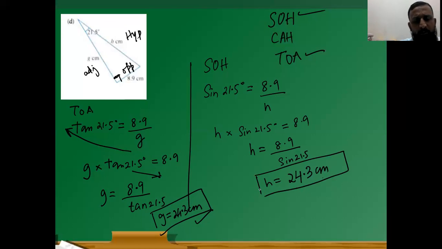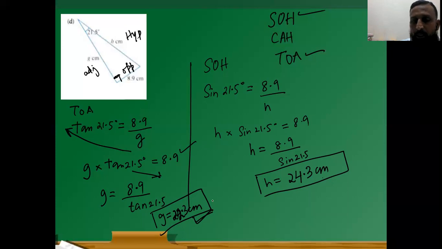Okay. What was the first? The first one was G. For G, I applied tangent over here, that is the relation between opposite and adjacent. Tangent 21.5 is equal to 8.9 upon G. We'll cross multiply G on this side. G multiplied by tangent 21.5 equals 8.9. Then 8.9 divided by tangent 21.5. Our answer is found to be 22.3. Okay, I wrote it 24.3 mistakenly. The correct answer is 22.3. Boys and girls, please make this correction. It's 22.3 centimeters. This is the answer of G.